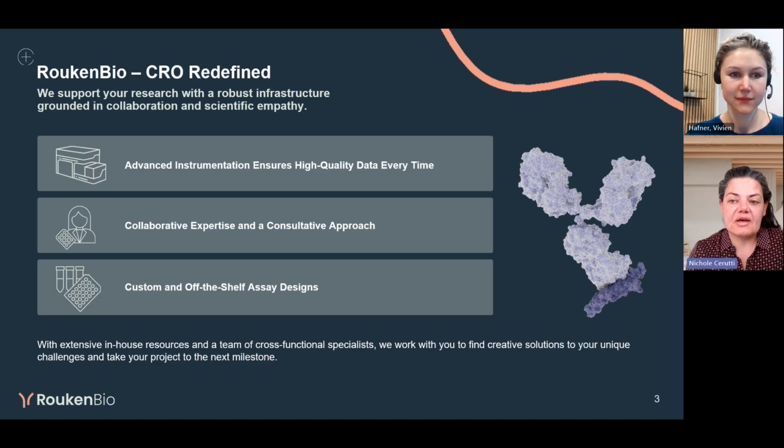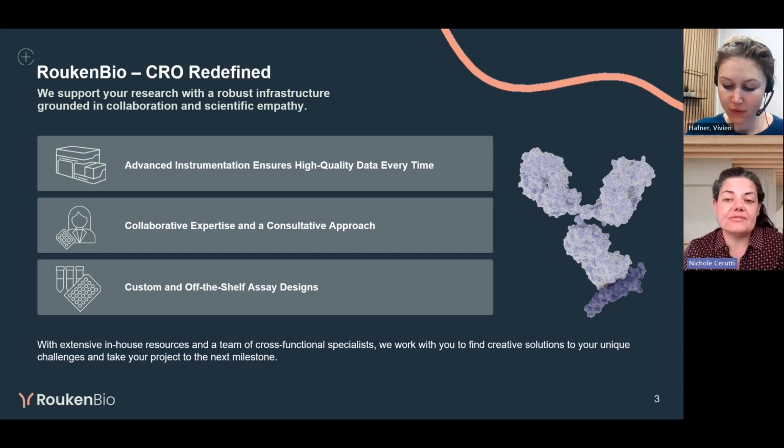We provide discovery all the way through, rather, to IND enabling immunology and bioassay research services in the areas of inflammation, in autoimmunity, in immuno-oncology, and also oncology. Our services span immune cell assays, cell line engineering, safety and efficacy assessments, as well as mechanism of action studies.